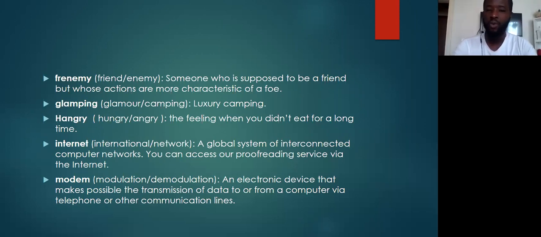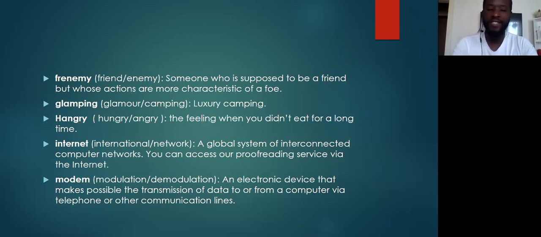And we have the word which everybody knows, internet. So international network, it means a global system of interconnected computer networks. You can access our proofreading service via the internet, okay? And we have modem that everybody knows also. So it means modulation, demodulation.